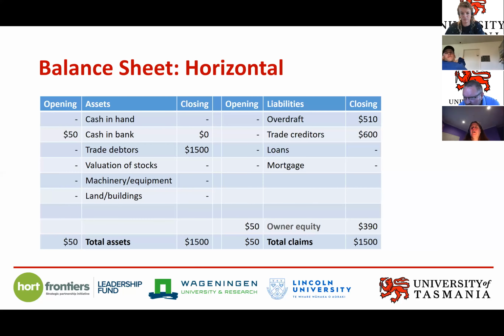or 510, 600, put the 390 in, and that gives you 1,500. So it's a check that you've got your figures right.